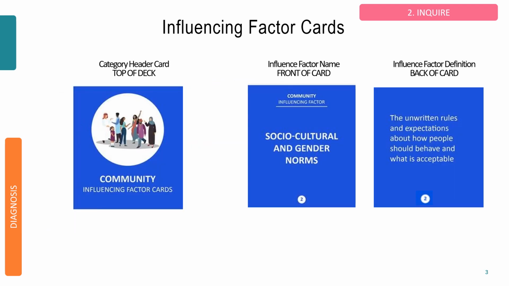The first area, community influencing factor: you'll see the front of the card has the influencing factor and the back of the card has the definition. There are about 8 or 9 in each of the influencing factor decks of 5. But you can make new ones as you see fit, and I'll show you some of those later on.